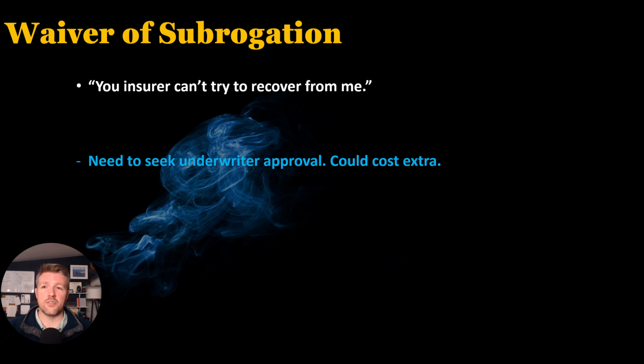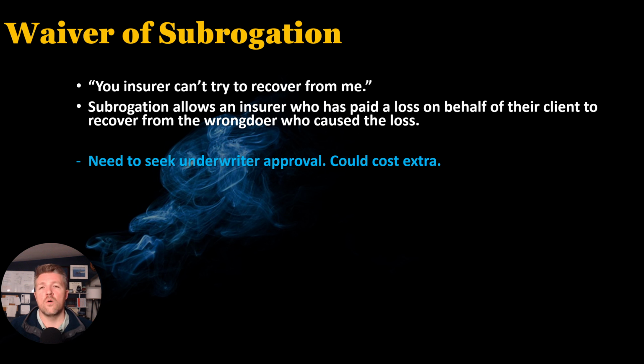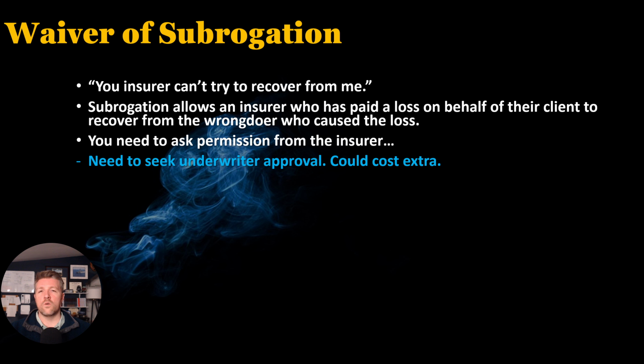All right, waiver of subrogation. Your insurer cannot try to recover from me or my insurance policy or my insurance company. So what is subrogation? It's effectively an insurance company stepping into the shoes of an individual right after the insurance company has paid out, using that person's individual rights to go and sue somebody else. Now, once again, you have to ask for permission. You need underwriter approval. It could cost extra. Let me explain it a different way.